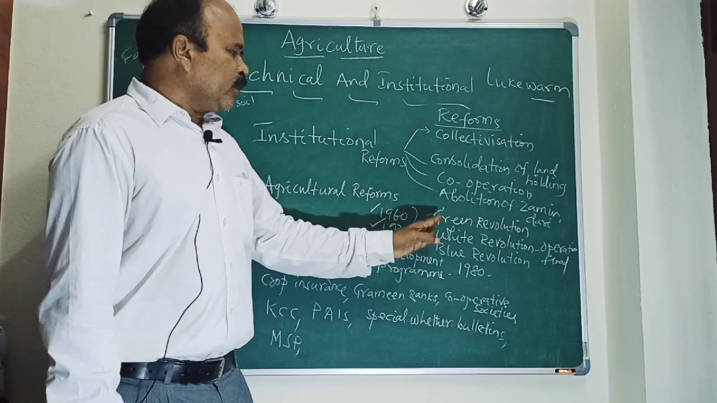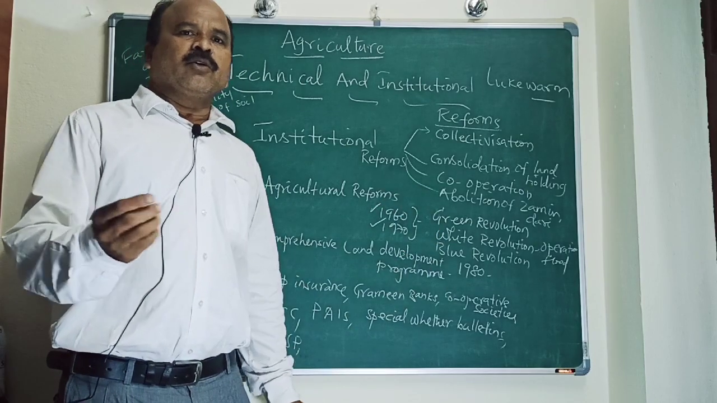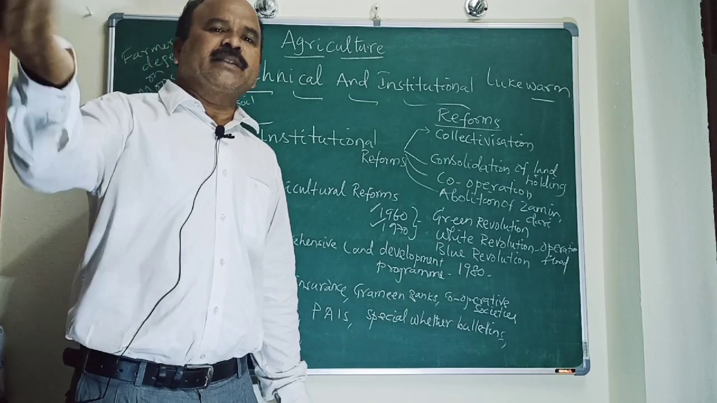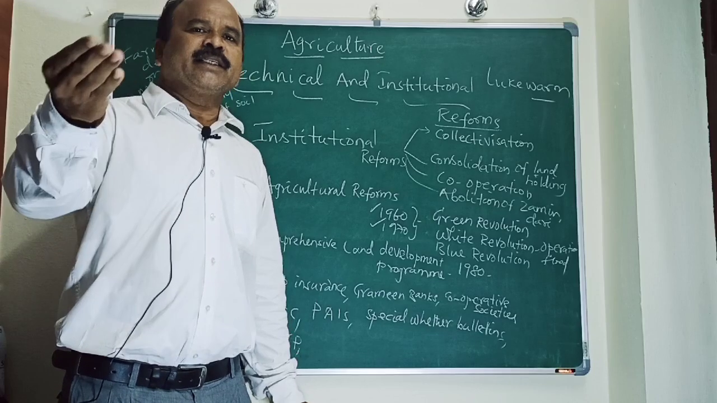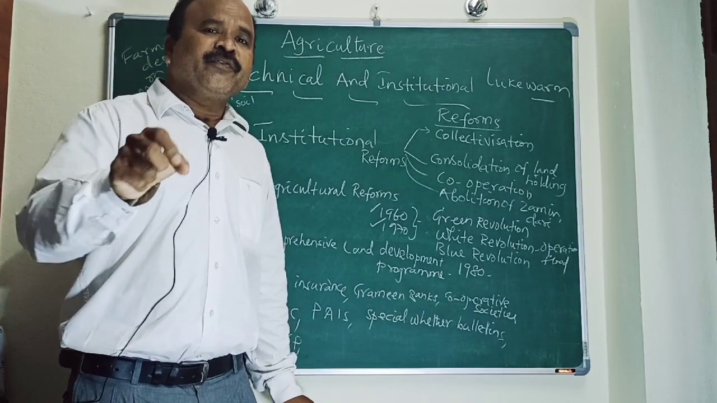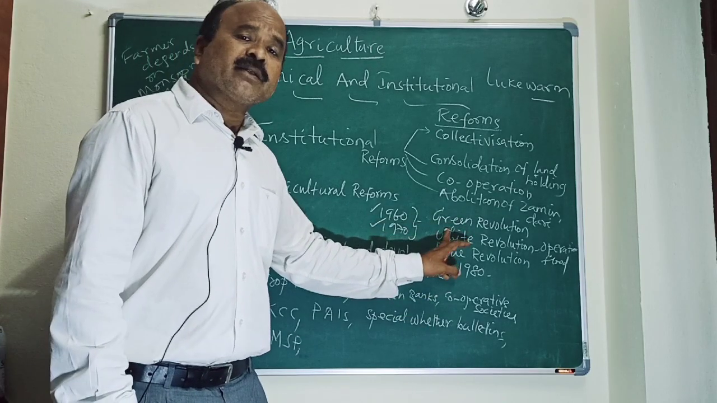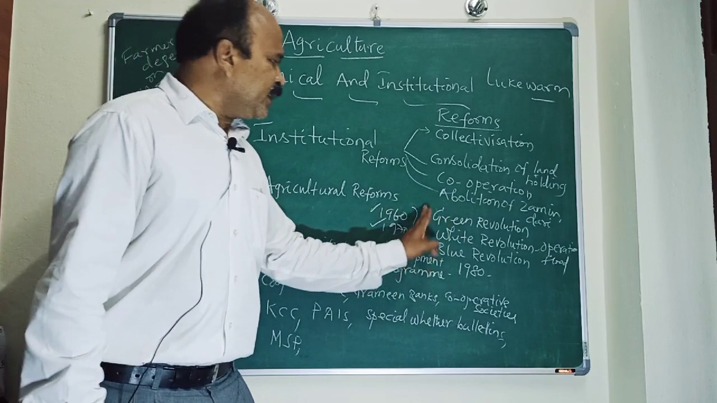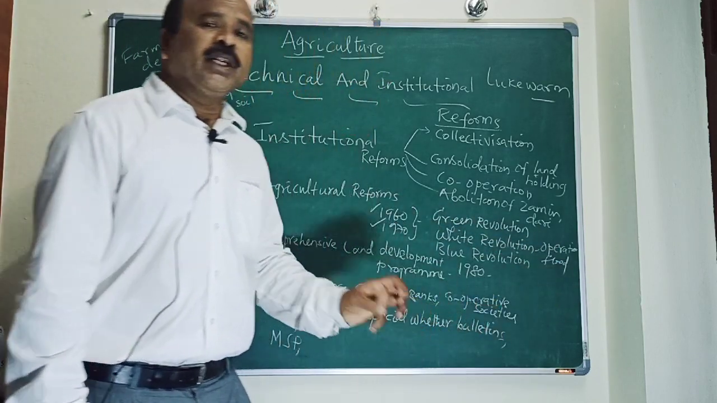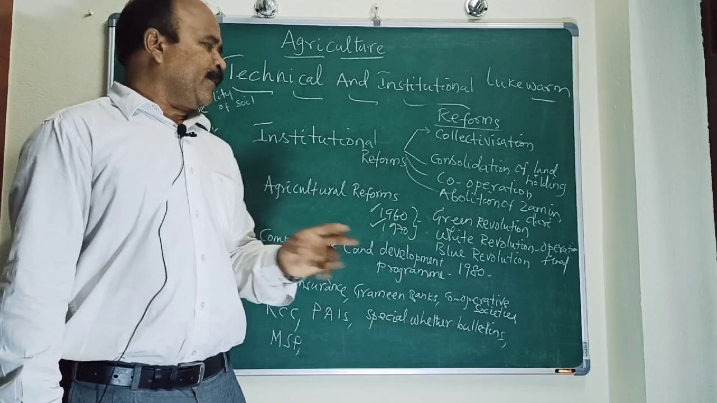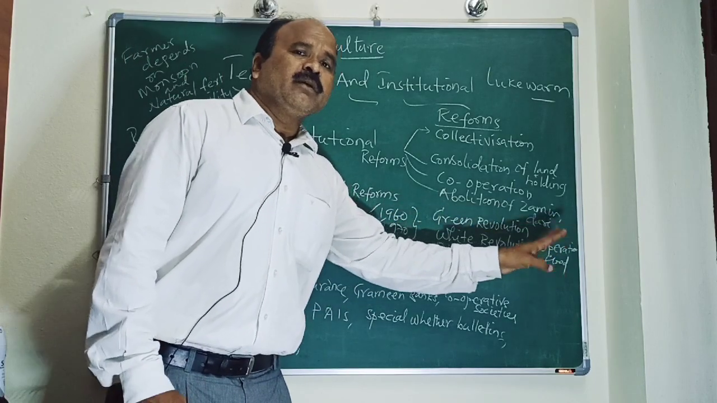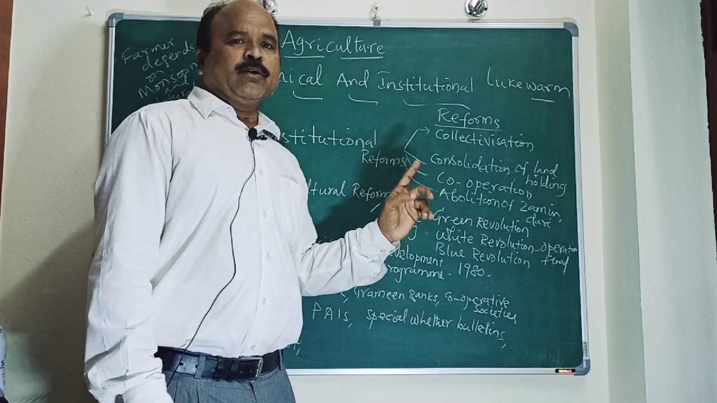So now this developed very well. India's growth rate in agriculture increased more. Our production increased more. We became self-dependent in agricultural products. But this led to the development of only a few pockets in India. Only a few states developed because of this Green Revolution.